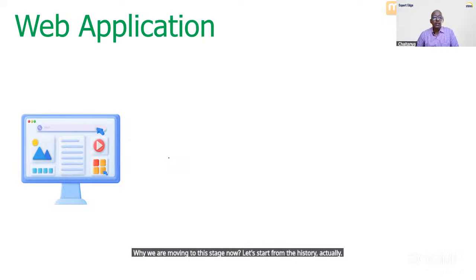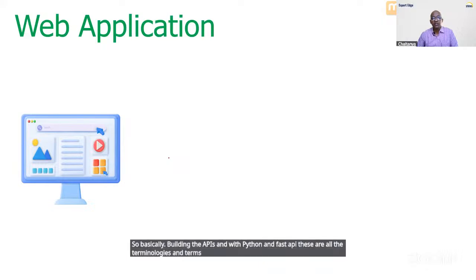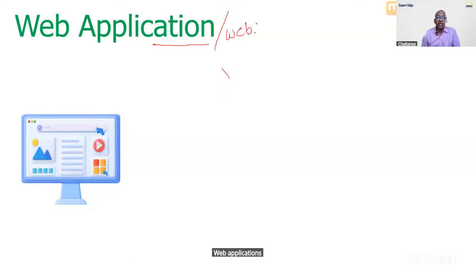Basically, building APIs with Python and FastAPI, these are all the terminologies, terms, and tasks we are going to deal with while building web applications. Web applications are what people sometimes call websites.